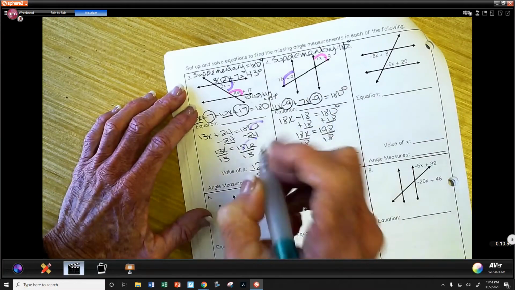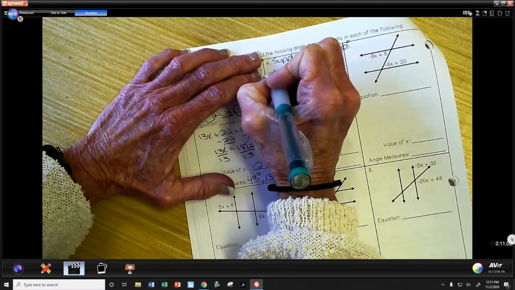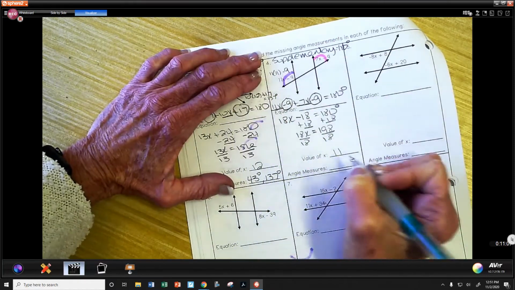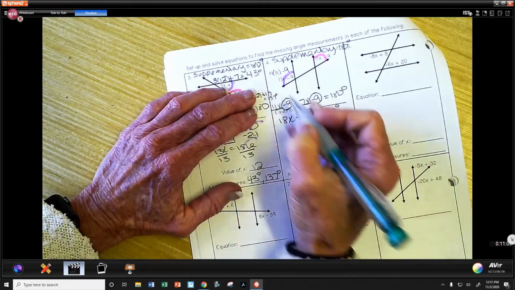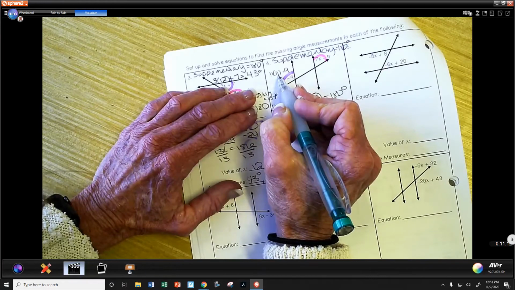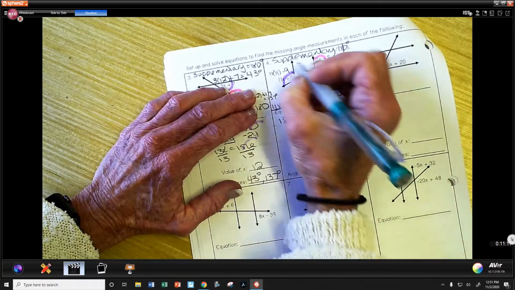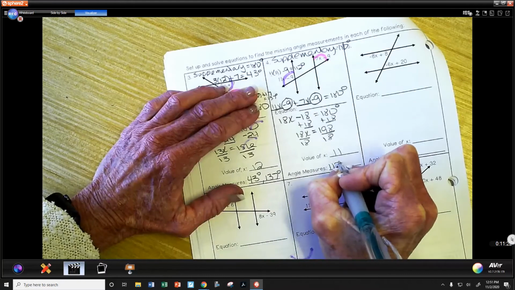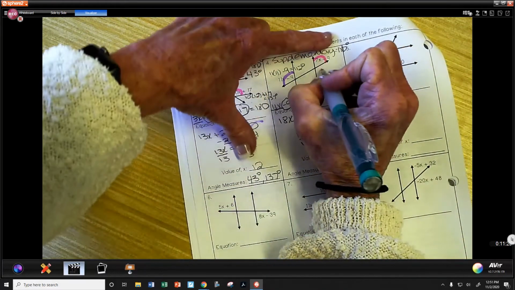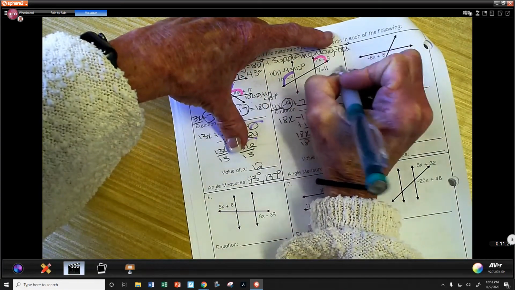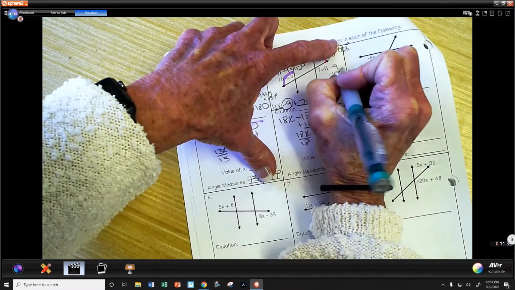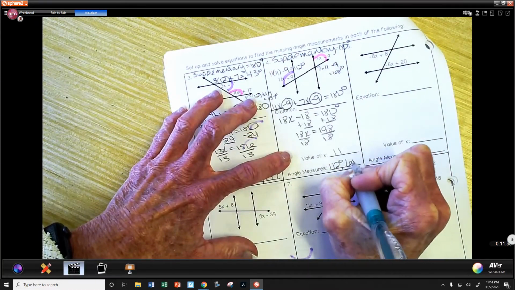Now I'm going to go plug it in just like I did on the other one. So that's 11 times 11 minus 9. Okay, and that should be, let's see, 11 times 11 minus 9 is 112. So that equals 112. So my first measure is 112. And then this will be 7 times 11 minus 9. And that equals 68 degrees. And so that one is 68.